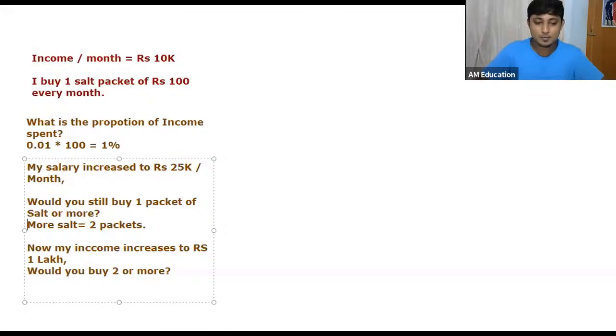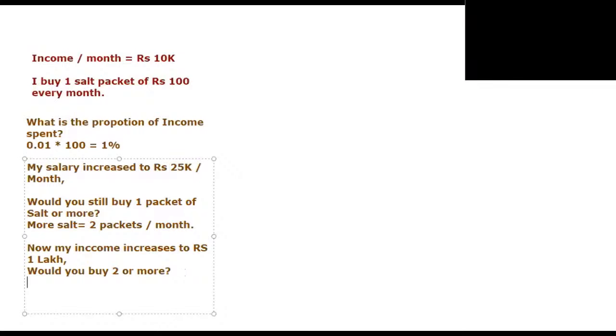See, these packets are per month. I buy one salt packet for rupees 100 every month. Now you are saying that you will buy 2 packets per month. Now, when my income increases to 1 lakh, how much would you buy? Tell me a number. How many salt packets would you buy per month? 5. 5 per month.